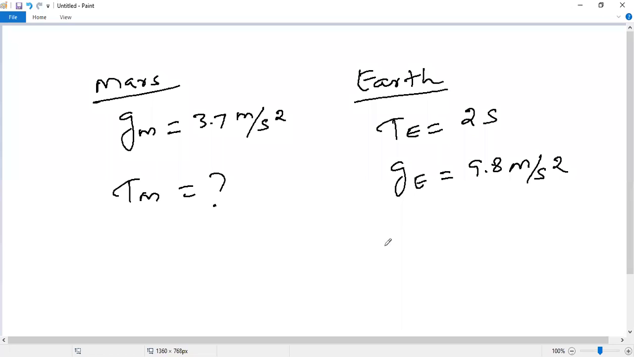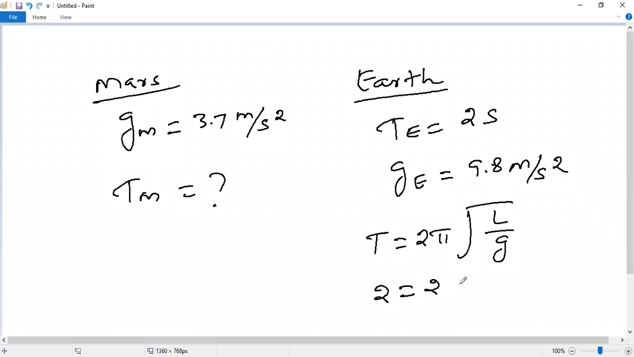First everyone write the time period formula. T is equal to 2 pi root of L by G. Okay, first I am calculating for the Earth. T value, 2 pi root of L divided by G value 9.8. This is equation number 1.